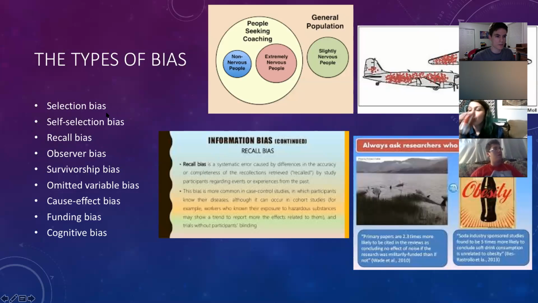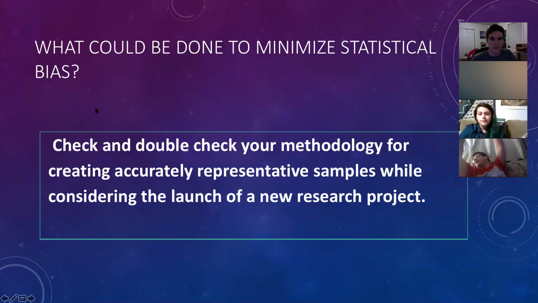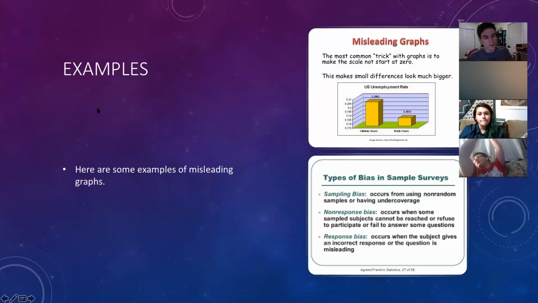Okay, so the types of bias. There are quite a few. Let's see. Oh no, I skipped it. Okay, here we go. So here's some examples. So misleading graphs. So up here you have the most common trick to graphs is to not start it at 0. So here's a few here.